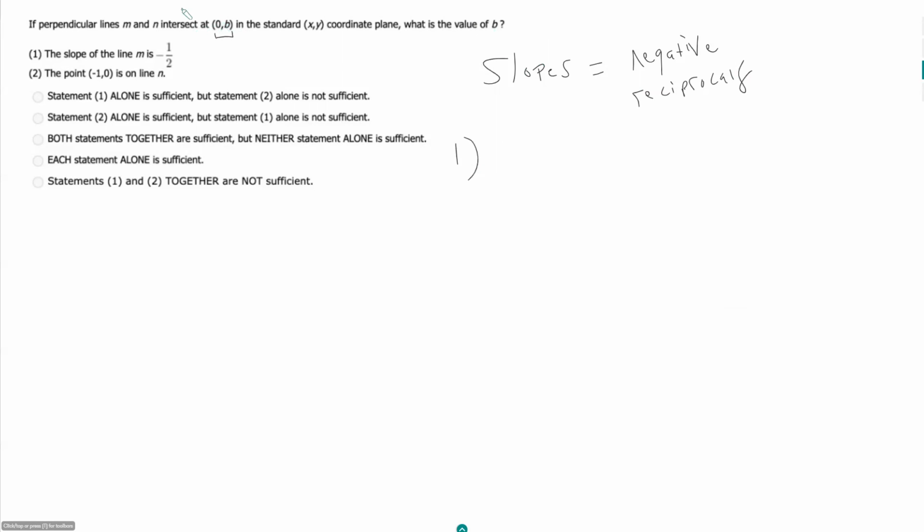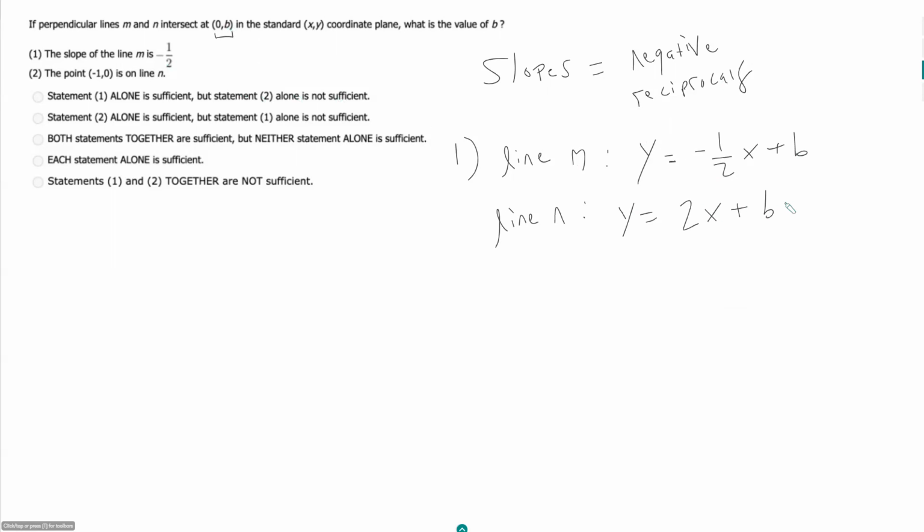So let's look at the statements. The slope of line M is -1/2. So now if I want to make equations in the form y equals mx plus b, for line M, I can say y is equal to -1/2 x plus b. So this y-intercept here is this b over here. And then for line N, what is the negative reciprocal of -1/2? It's +2. So its equation is y equals 2x plus b.